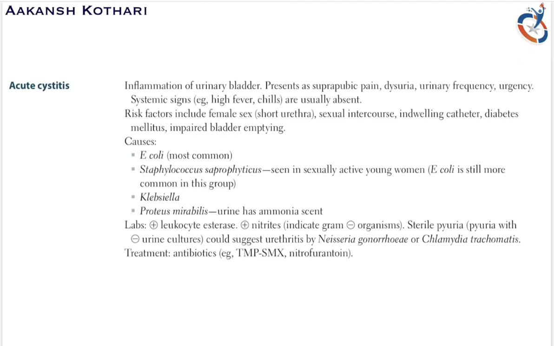Now, systemic signs like high fever or chills are usually absent, and acute cystitis is majorly associated with the female sex. Now, why is it so? Females have a shorter urethra, and hence bacterial infections such as of E.